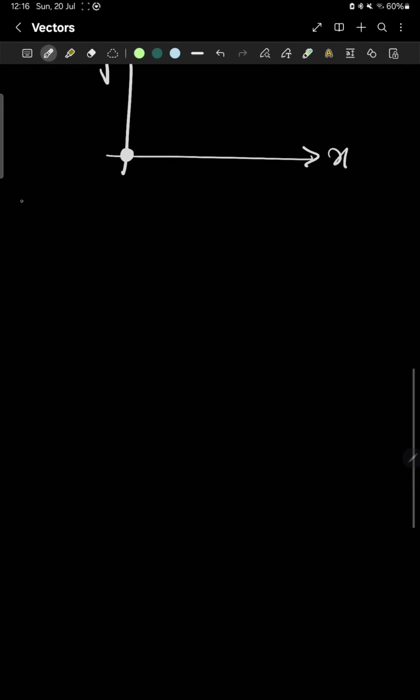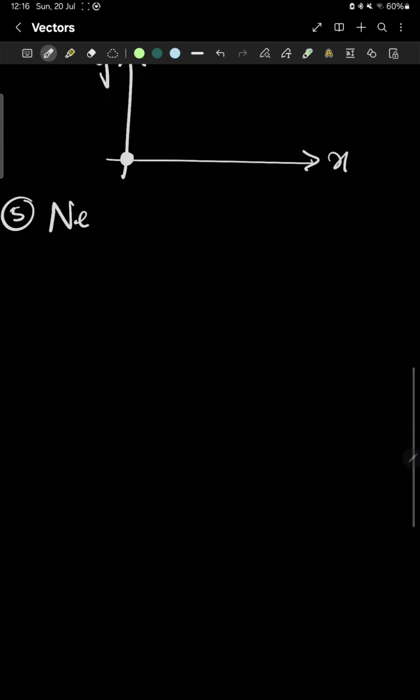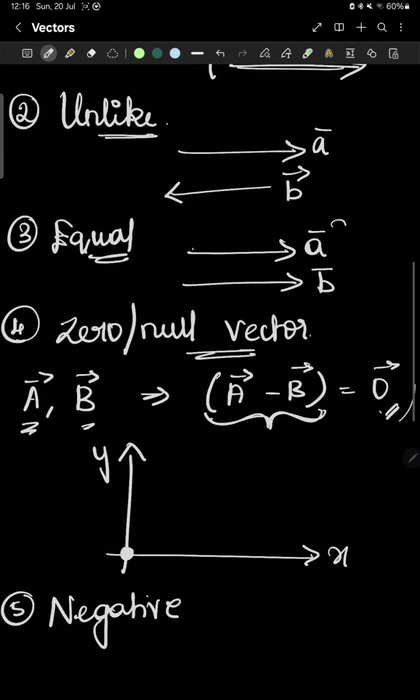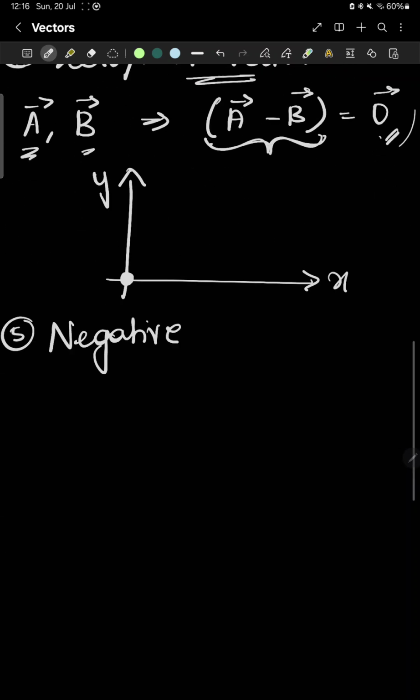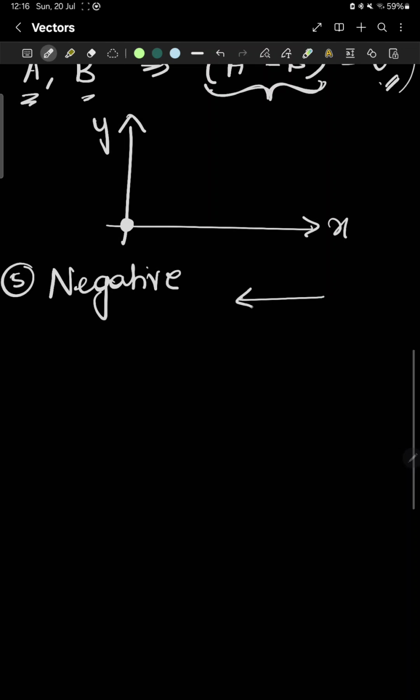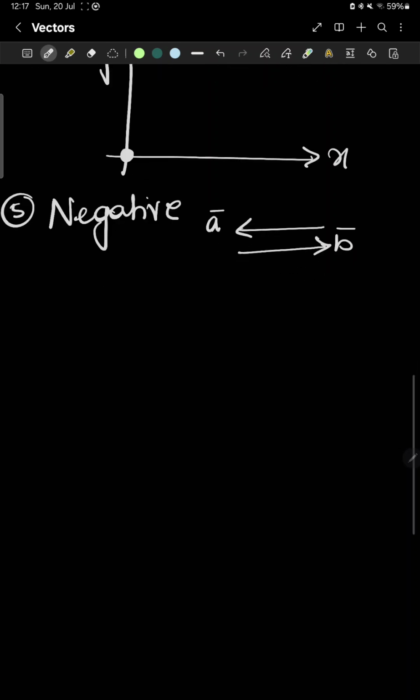Okay, and there is a next thing. What is the number? It is the fifth one, which is known as the negative vector. A negative vector is strictly opposite to the equal vectors. What we saw in equal vectors, we are having two vectors which have the same magnitude and move in the same direction. In case of negative, it will have the same magnitude but move in the opposite direction. That is known as the negative vectors.